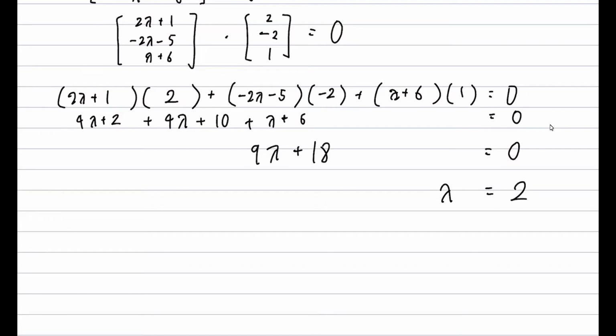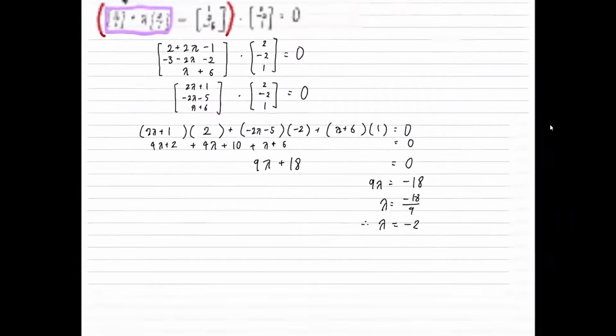Wrong. Oh no. Negative 2, negative 2. If you need, do it step by step. Bring the 18 over, negative 18. Then divide by 9. Negative 2. Good. Negative 2, done.